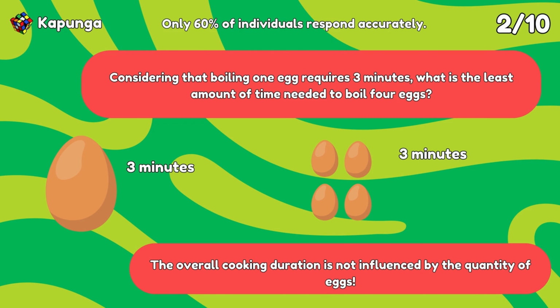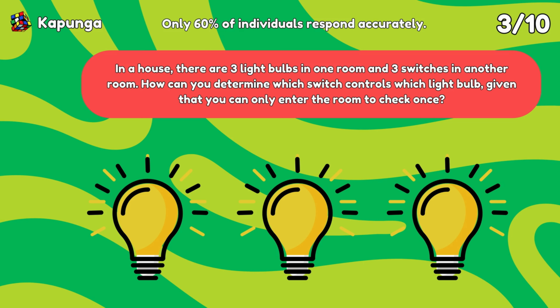Next question. In a house, there are 3 light bulbs in one room and 3 switches in another room. How can you determine which switch controls which light bulb, given that you can only enter the room to check once?